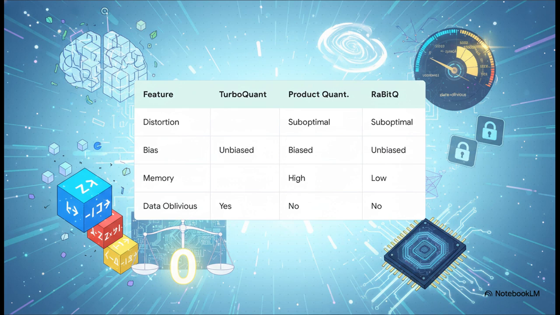So how does it stack up against the competition? Well, the comparison is pretty stark. You look at other methods, they're suboptimal, TurboQuant is near optimal. They're biased, TurboQuant is unbiased. They need extra memory overhead for scales and zero points, TurboQuant needs zero. And it's data oblivious, which means you don't need to spend ages tuning it. Plus, it's designed to run natively on a GPU. Across every metric that matters for modern AI, it's just in a class of its own.